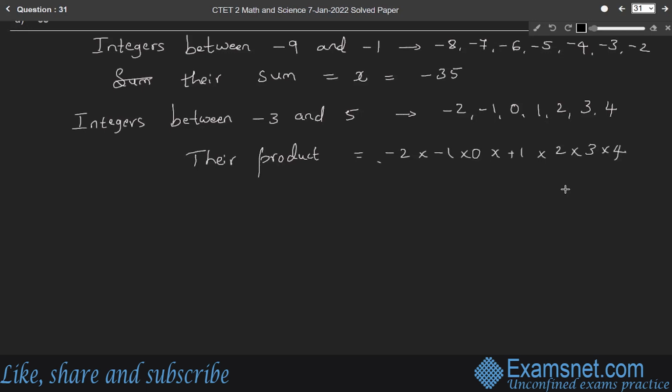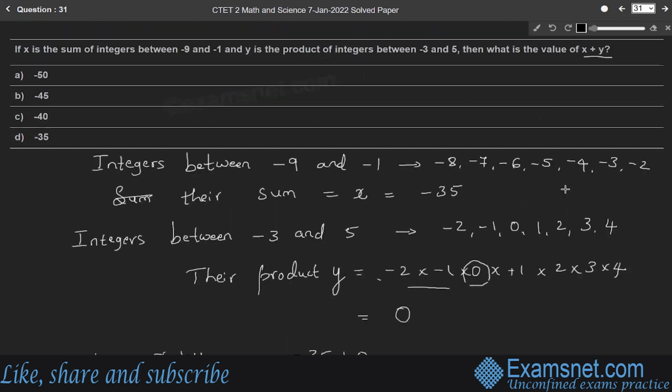So any number multiplied by 0 gives 0. Right? Therefore, x plus y, where their product is y here, is -35 plus 0, which is -35. Hence, option D is the right answer.